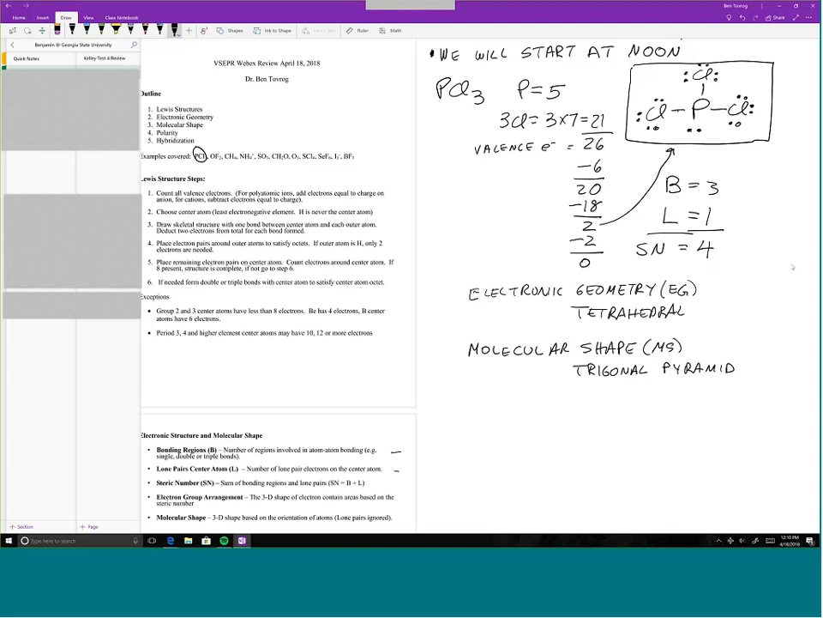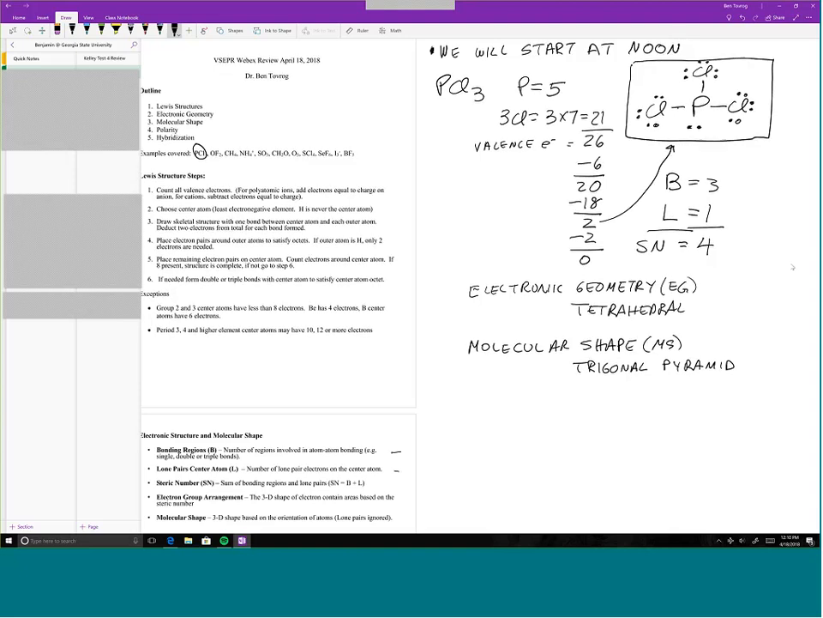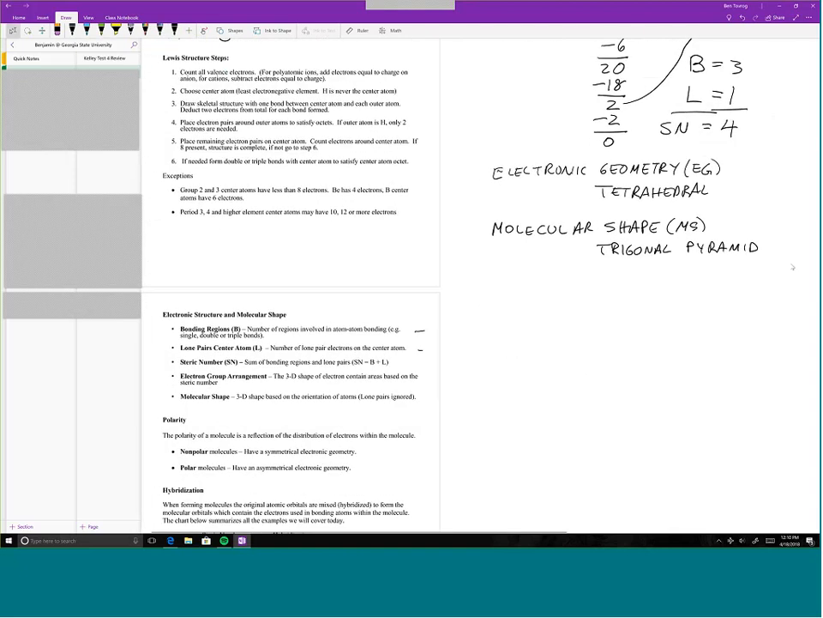Next thing we want to talk about is if it's polar or nonpolar. What is polarity? Let's look down here. The polarity of a molecule is a reflection of the distribution of electrons within the molecule. Nonpolar molecules have a symmetrical geometry. Polar molecules have an asymmetric geometry.